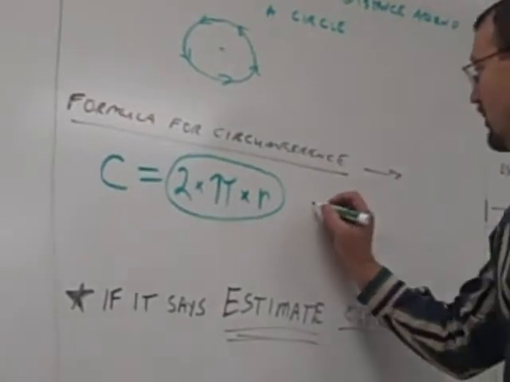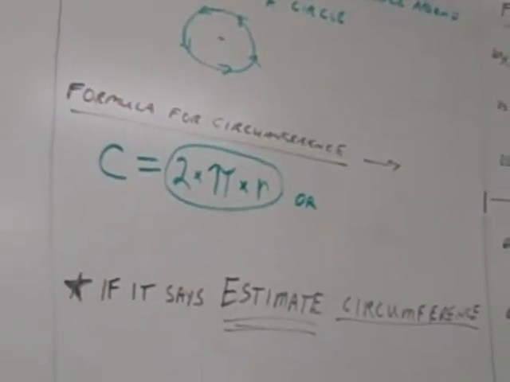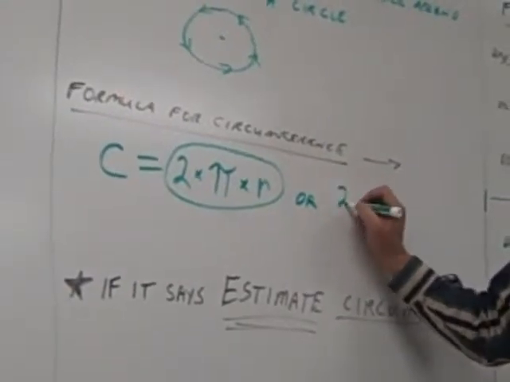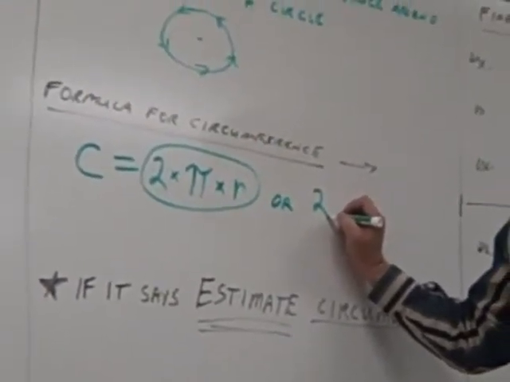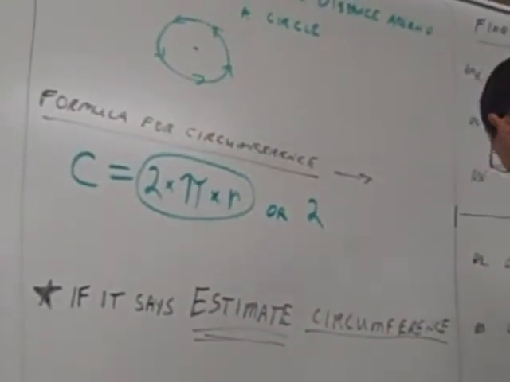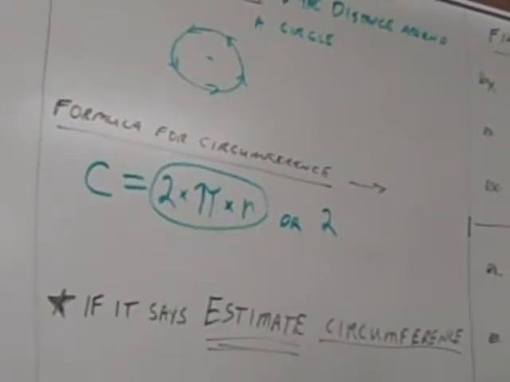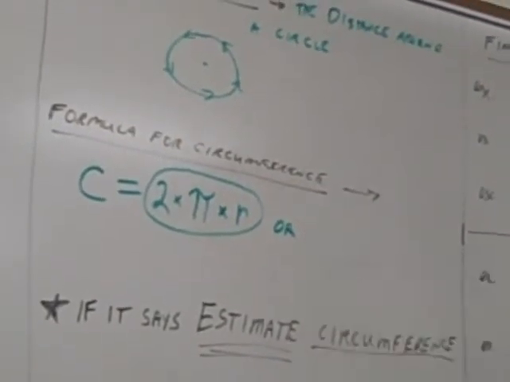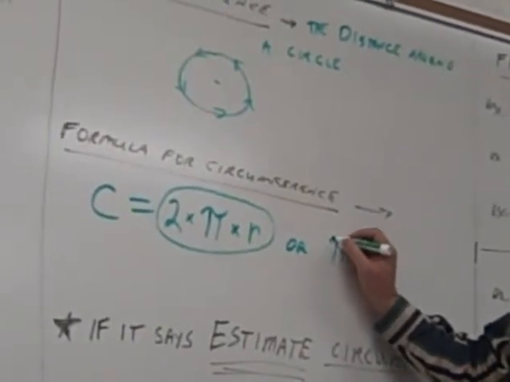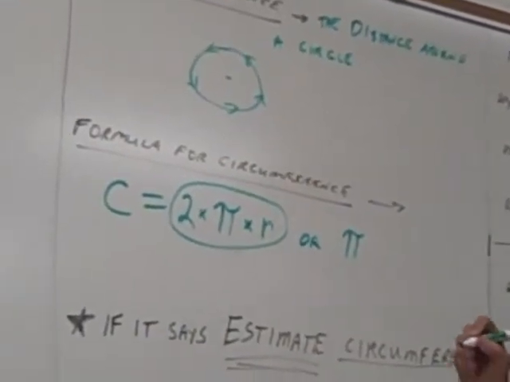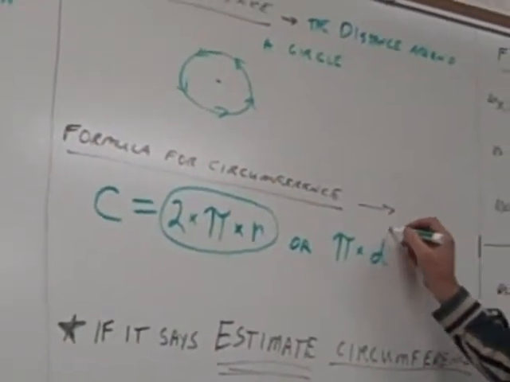Then there's another one. Is there a 2? Nope. No more 2s. On this one it's just the funky symbol times D.